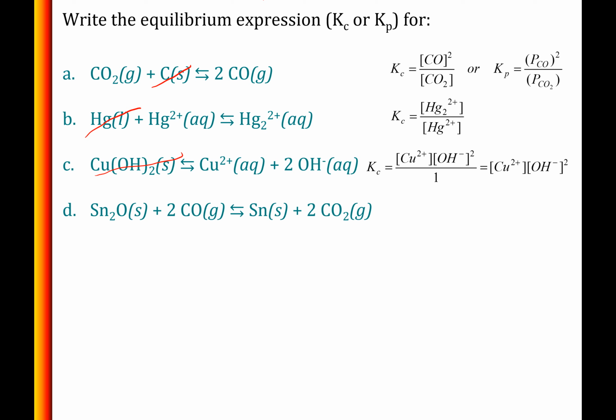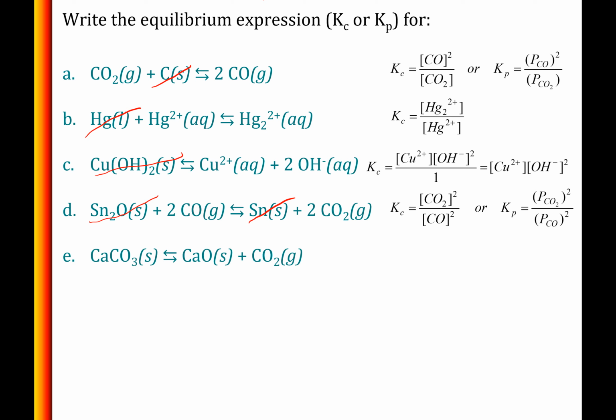Okay, one more. So here I have tin oxide, and that's a solid, plus CO gas, giving me tin solid and CO2. Okay, so let's see if there's anything we can forget or anything we can omit. On our reactant side, we have tin oxide, that's a solid, and on our product side, we have tin solid. So our Kc expression will just become CO2 gas squared, so that's our products, over carbon monoxide squared. Okay, that's our reactants. And we can also write Kp. So it'll just be the pressure of CO2 squared over the pressure of CO squared.